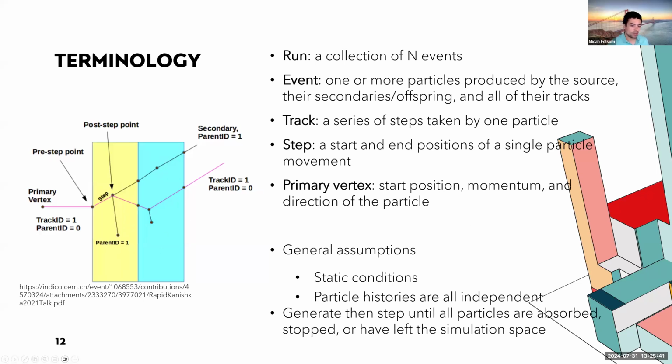So generally, we're assuming in our simulation space static conditions, things aren't moving. If you want to fake movement, you need to do multiple simulations and move your detectors around or move your source around. And then the particle histories are all independent. So each event is totally separate, and that's why the parallelization works. You can just run n events, it doesn't matter how you do them, they're all totally independent and don't affect each other. A decay now doesn't affect a decay later. And the process is then you generate your particles, you step them until they are absorbed, they stopped so nothing can happen to them, or they've left your geometry.